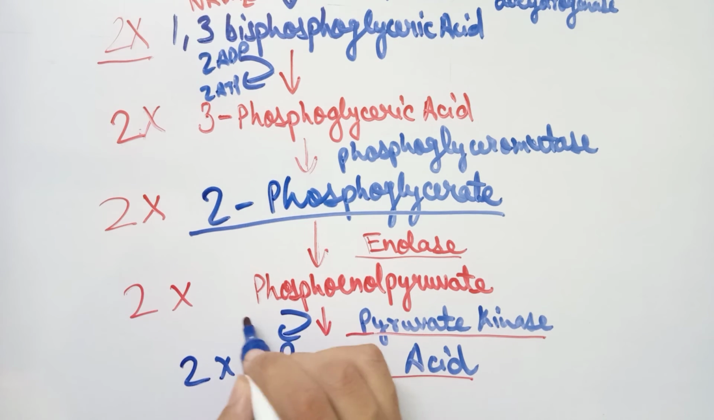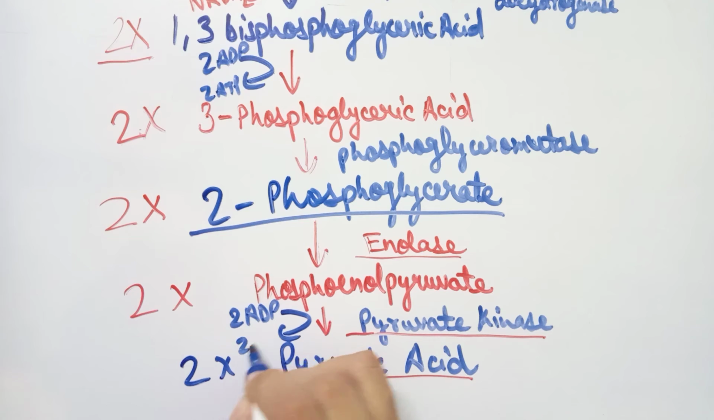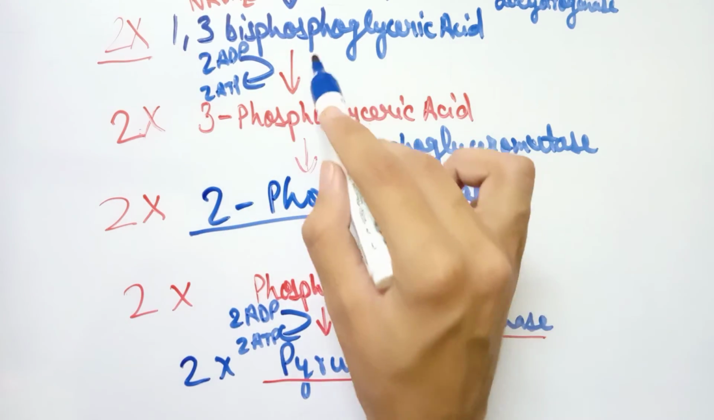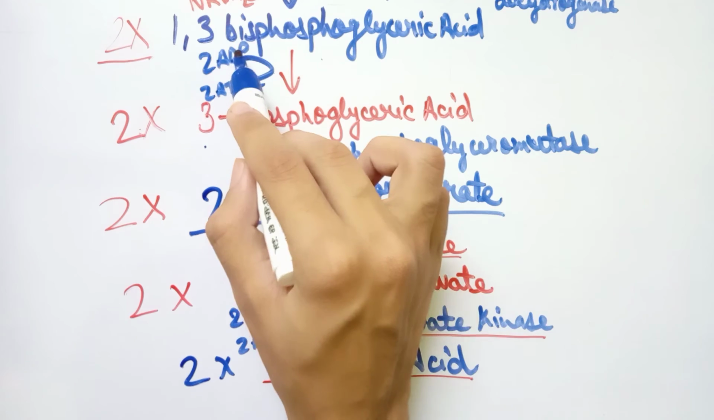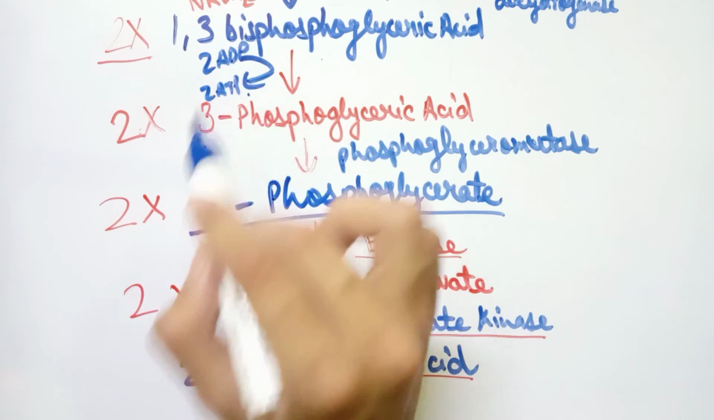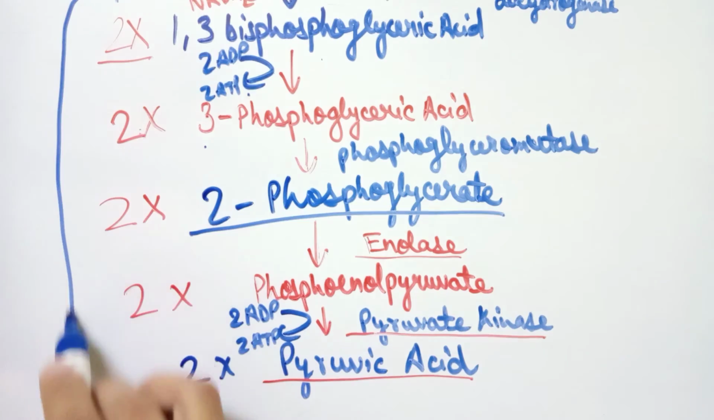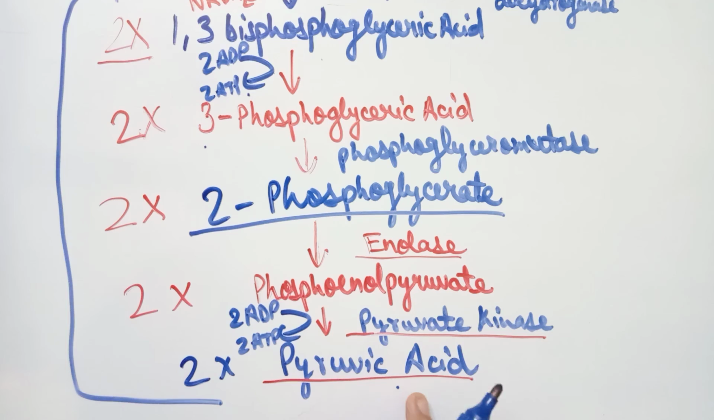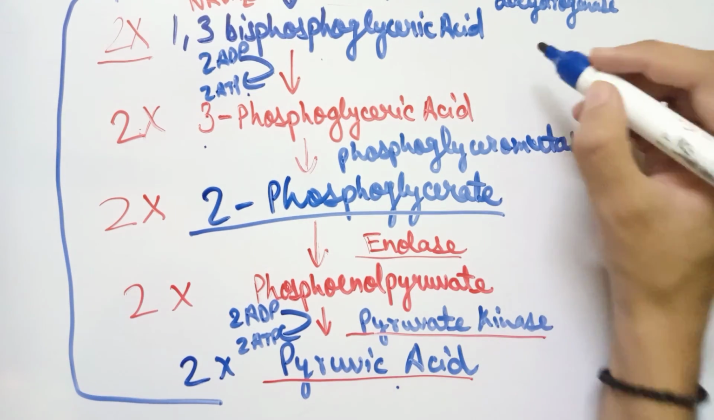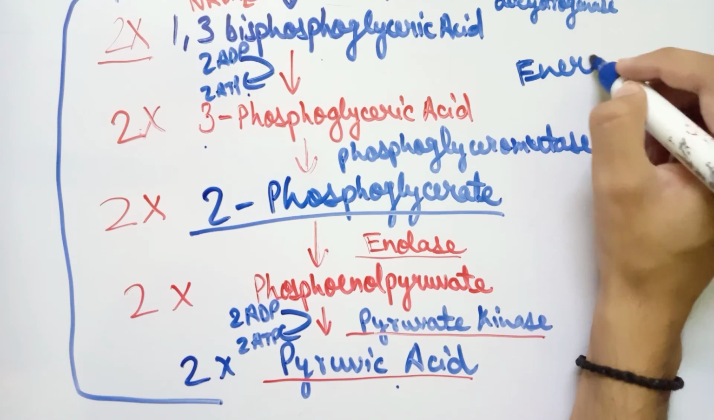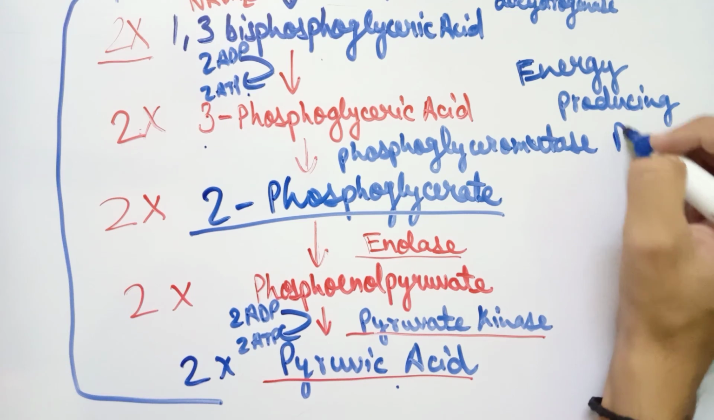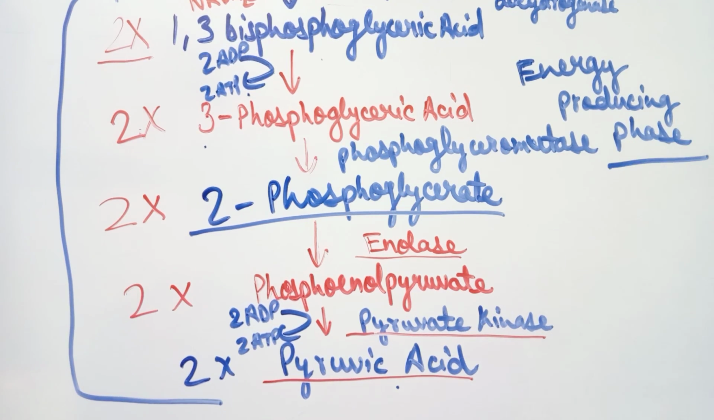During this conversion, 2 molecules of ATP are also produced from 2 molecules of ADP. And in the earlier step as well, when 1,3-bisphosphoglyceric acid gets converted to 3-phosphoglyceric acid, 2 molecules of ATP are also produced. So all of these steps, from 1,3-bisphosphoglyceric acid to pyruvic acid, are known as energy producing steps. This phase is known as the energy producing phase, and this is the second phase of glycolysis.